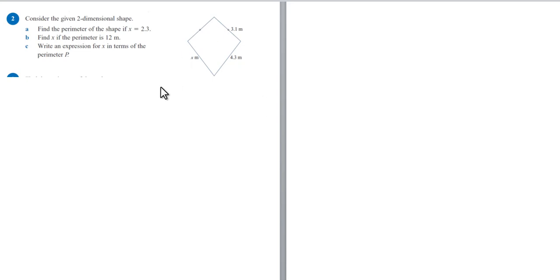Okay, so in question 2 of exercise 1b, we're looking at the perimeter of a 2D shape. Whenever I see a question that involves shapes, I always like to think about what sort of shape it is. In this case, we have 1, 2, 3, 4 sides. So a four-sided shape, and the proper name for that is a quadrilateral. Remember the start of the word, quad, meaning 4. Okay, so that's the name of the shape.